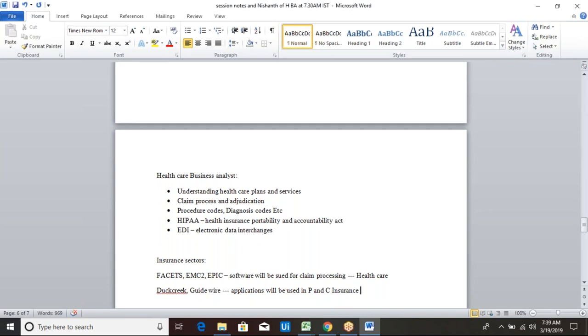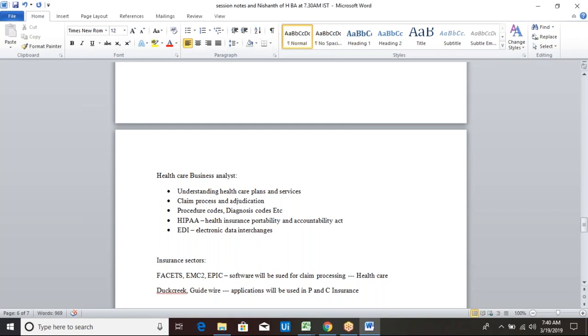Because insurance has different domains, right? So we have vehicle insurance, general insurance, property and casualty insurance, health insurance. So we have different insurances. For healthcare, generally Facets, CMC Square, Epic are not only for healthcare claim processing, but to manage health information relating to the patient's dashboard, and to prepare analytic reports, Epic will be used. Facets is an ERP application used majorly for claim processing and claim adjudication. And even for PNC insurance, we use Duck Creek and Guidewire applications, right?